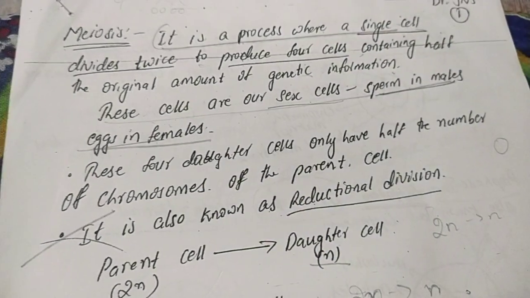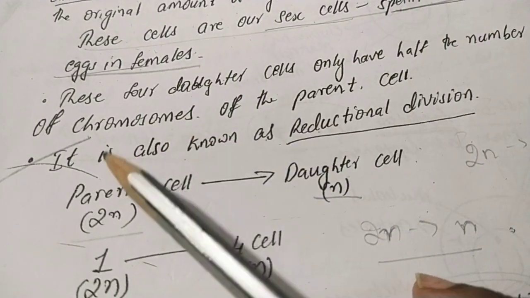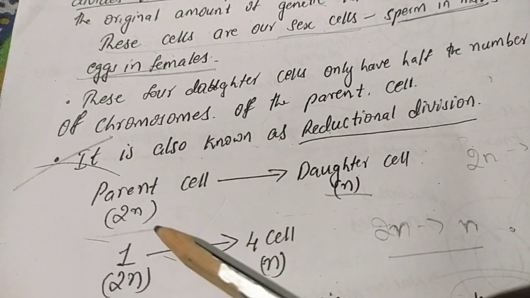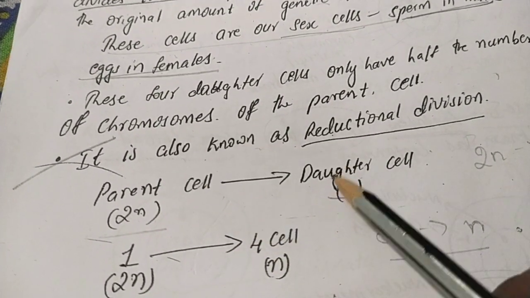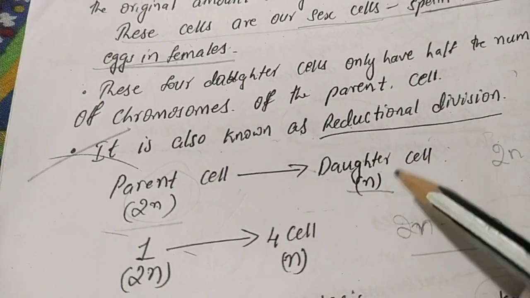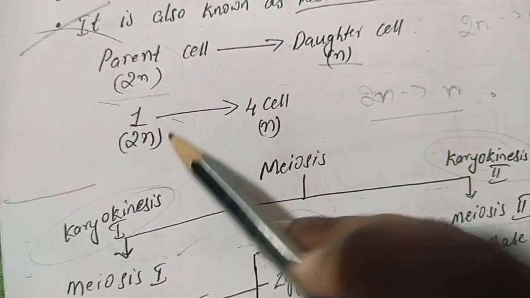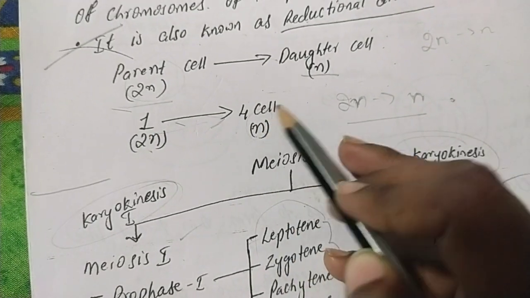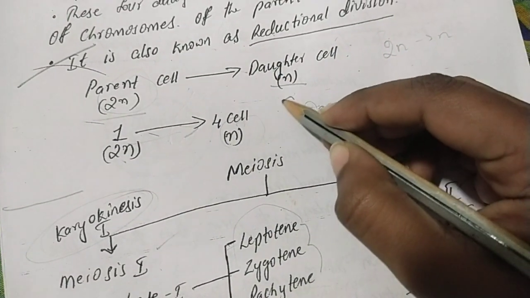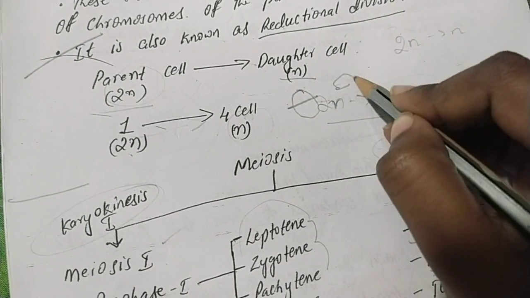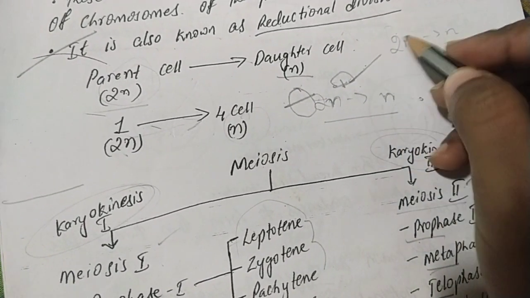It is also known as reductional division. The parent cell gives rise to daughter cells: the parent is 2n and the daughter is half of it, that is n. We simply call this 2n, which gives n. This is the parent, and half of it is the daughter cell.